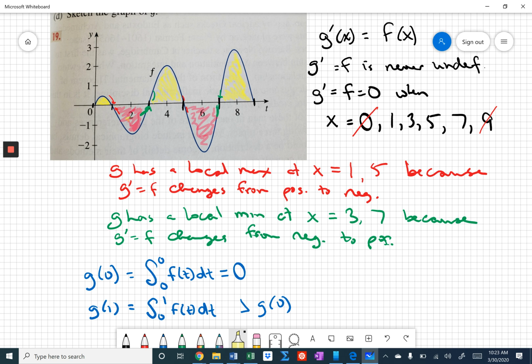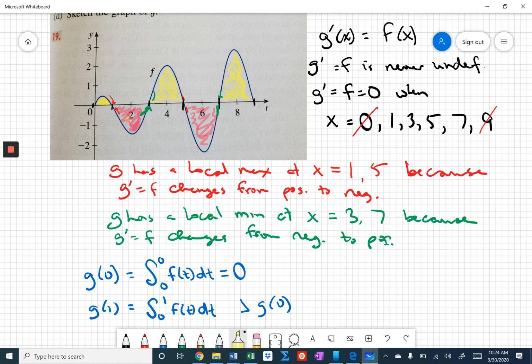You have a little bit of area added from 0 to 1. So g of 1 is bigger than g of 0. You have some value subtracted. G of 3 is less than g of 1, but that's not too groundbreaking. G of 5, we add more area back in. I think, according to my eyes, that we're adding in more area than we took away, so that g of 5 is slightly bigger than g of 1.